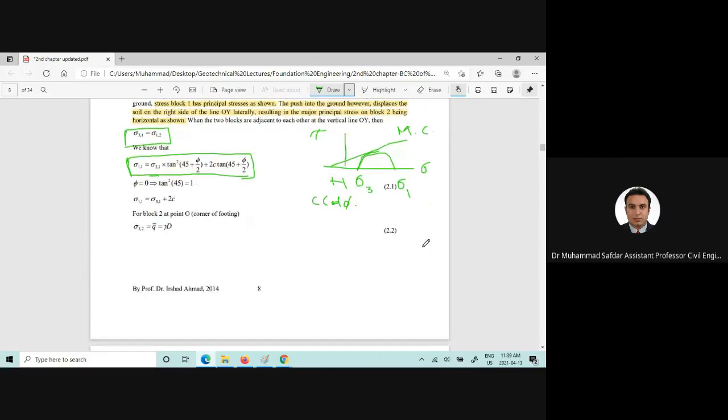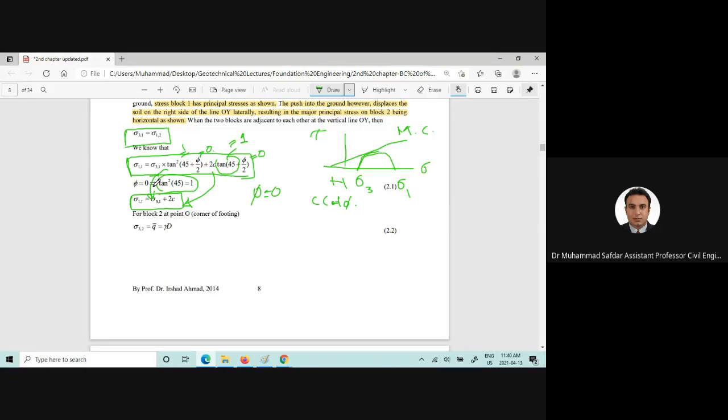Anyways, now in this case phi is equal to 0, so tan square 45 will be equal to 1, and we will get an equation which is sigma 11 is equal to sigma 31 plus 2c, because this term is equal to 0 and that term will be equal to 1. So we will come up with the 2c here. Sigma 3 will come here.